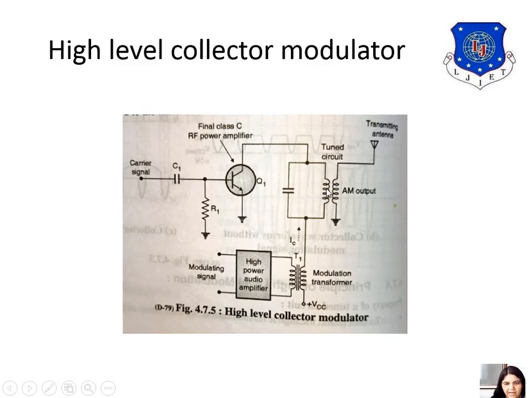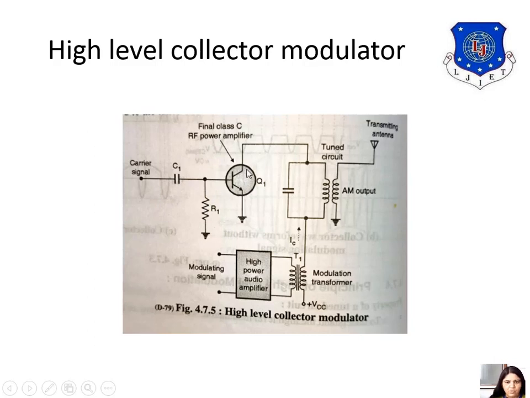Now what is applied to the tuned circuit? One is the carrier signal, another is the modulating signal. As I always say, the information should not change, but according to the information these values should vary. So according to that this will vary and produce the output voltage. Here you can see that Q1 is the final class C RF amplifier. C1 is the coupling capacitor, and here you can see the resistance R1.